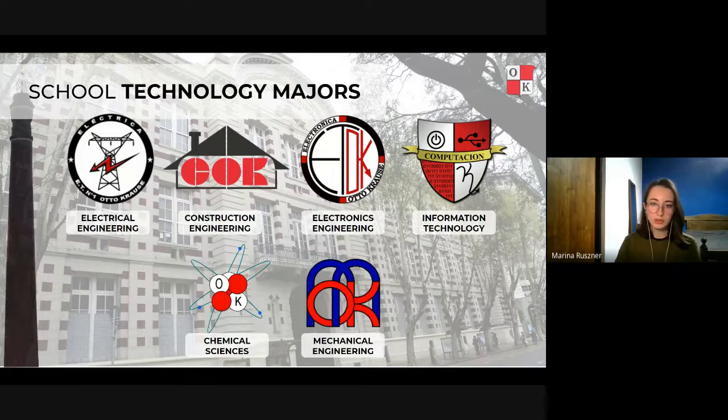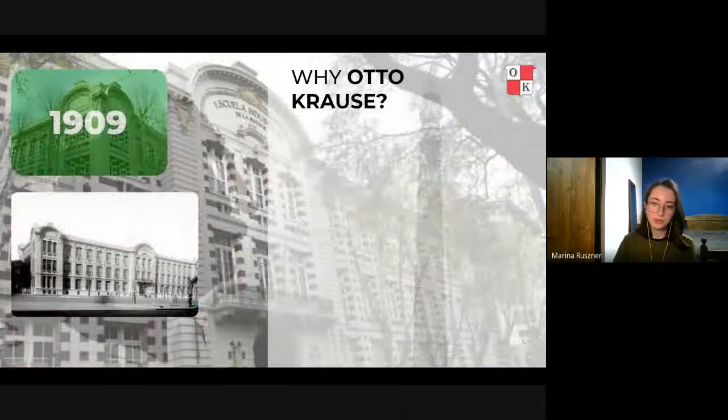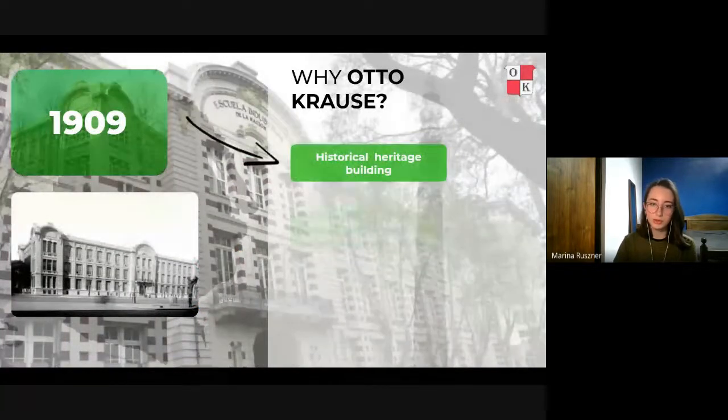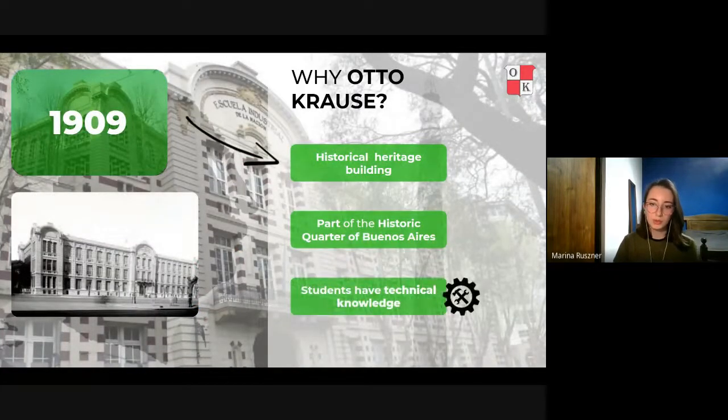The school offers 6 technology majors: chemical sciences, information technology, construction engineering, electrical engineering, power concentration, electronics engineering, and mechanical engineering. Several requirements were taken into account at the time of choosing the right building for the energy sustainability project. For example, the building should be part of the Buenos Aires Historic Quarter and a historical heritage building. The school met all these requirements and also had a decisive point, which is that the students have technical knowledge and abilities to take part in the project.